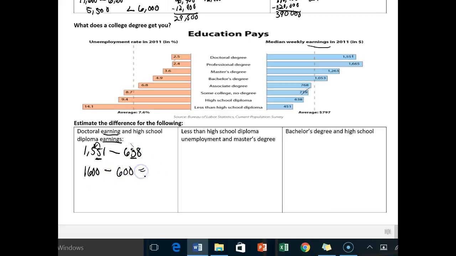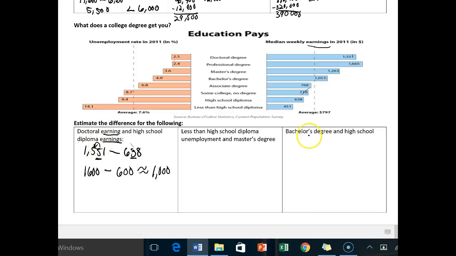So it's about, in fact I put an equal sign. The squiggly equal sign means about. So it's about $1,000 difference between somebody who went to school to get their doctorate degree and somebody who just went to get a high school diploma.